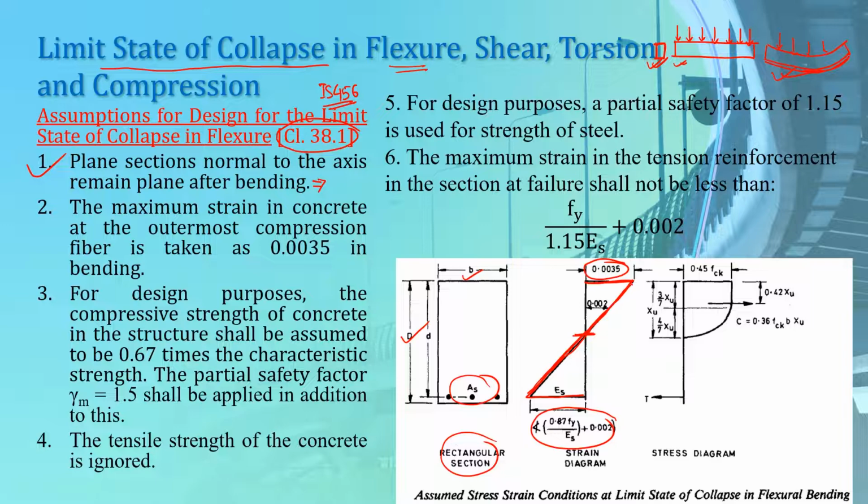So why do we take the strain to be linearly varying? Because this has been verified by numerous tests on reinforced concrete beams. Hence we have this first assumption that plane sections normal to the axis remain plane after bending.